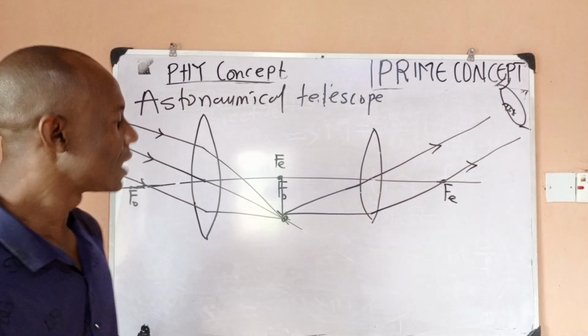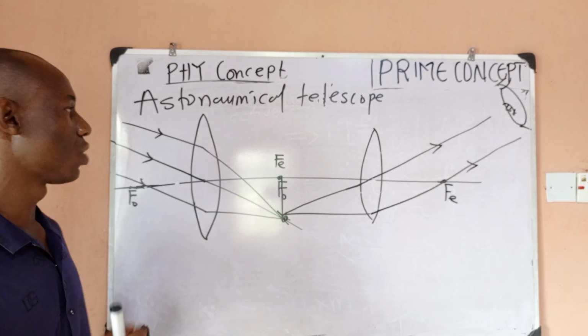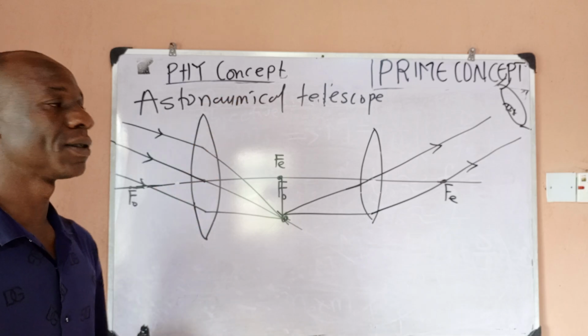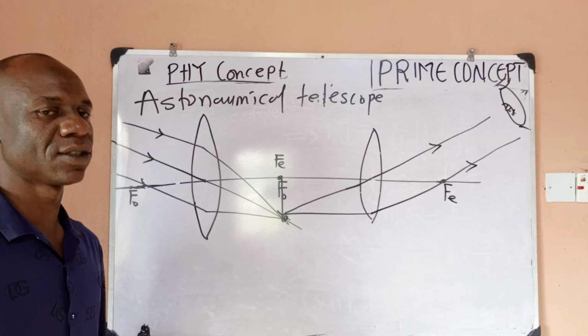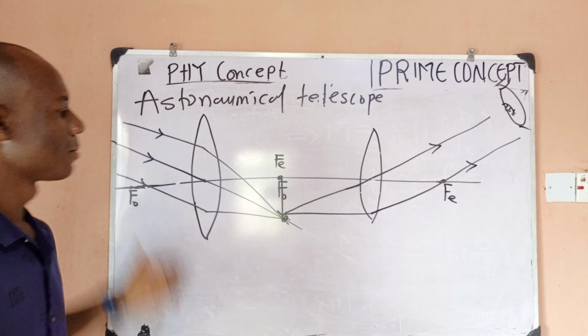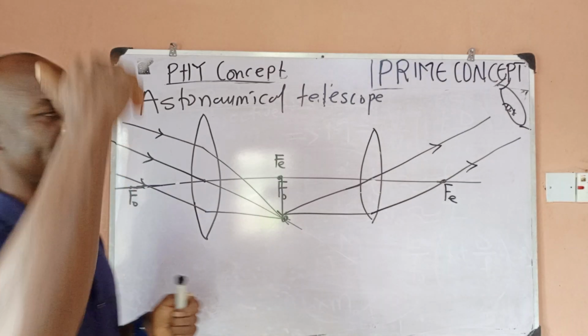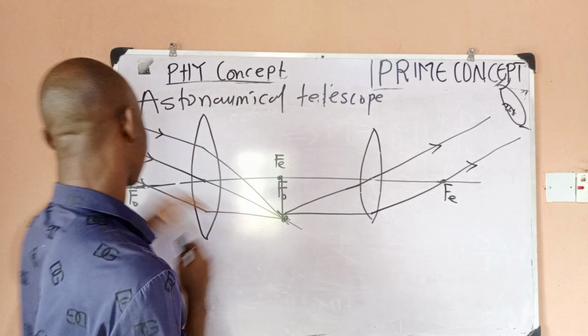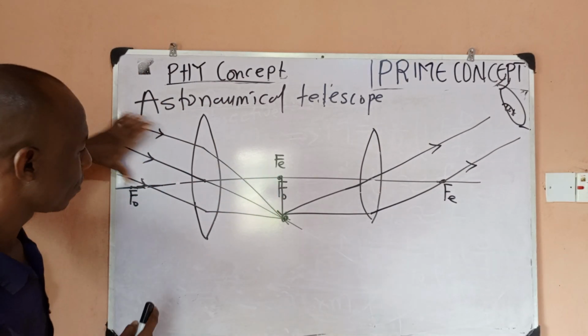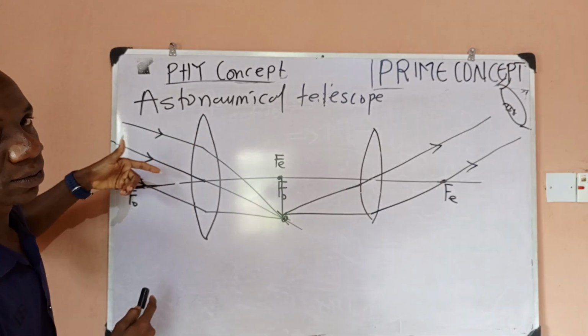To the eyes. Now, we want to look at the magnification that is produced by our astronomical telescope. What is the extent to which this telescope can magnify the object? Now, simply, since we're trying to view something that is far, it means that as you can see these rays coming, they are incident on this lens at a certain angle, right?